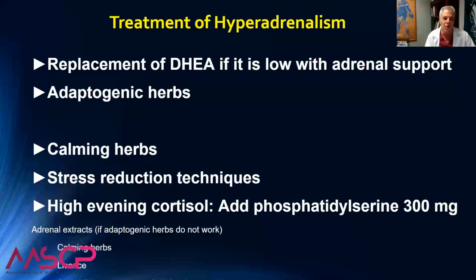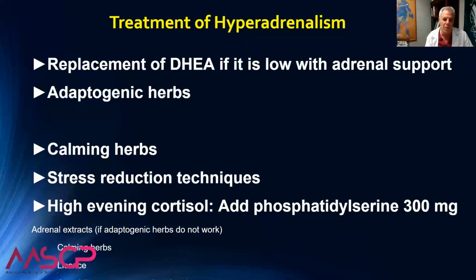We use adaptogenic herbs. The ones we like, there's usually a combination of cordyceps, rhodiola, and ashwagandha, and eleuthero, which is Siberian ginseng. There's any number of herbal companies and supplement companies that'll make combinations. They usually throw in some vitamins with it. Find one that you like. Those are the main ingredients, though.